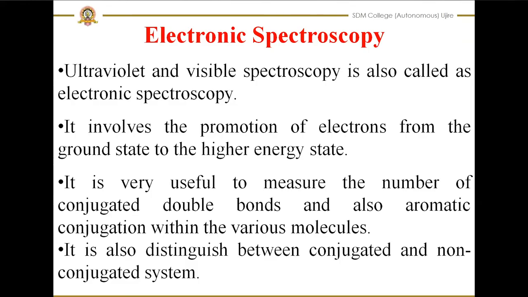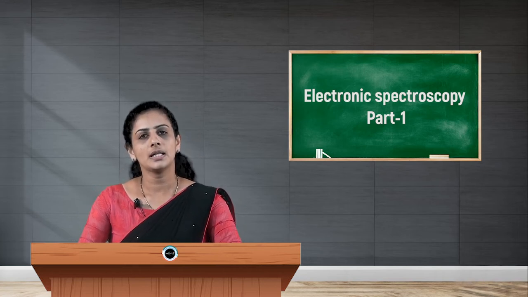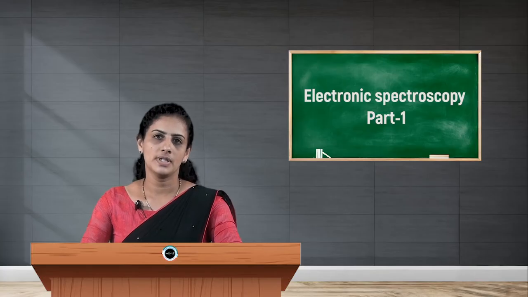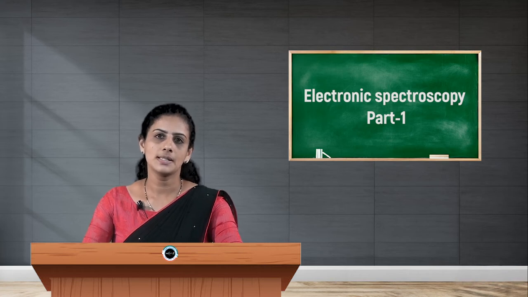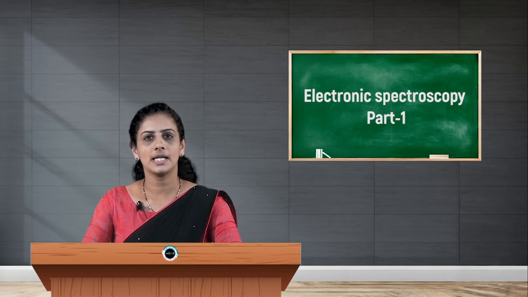The name itself indicates that it is an electronic concept. This type of spectroscopy involves the promotion of an electron from a lower energy level to a higher energy level. In the ground state, electrons are present in the three principal orbitals: sigma, pi and n orbitals. For electronic spectroscopy, the excitation occurs in the range between 200 to 800 nanometers. 200 to 400 nanometers is the ultraviolet region and 400 to 800 nanometers is the visible region. So electronic spectroscopy is also called ultraviolet-visible spectroscopy because this type of transition takes place in this region.